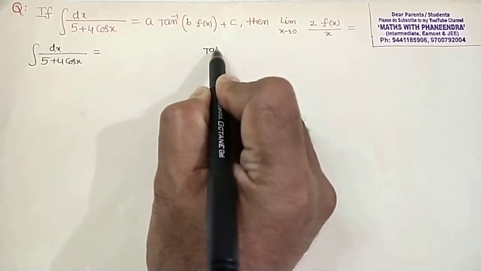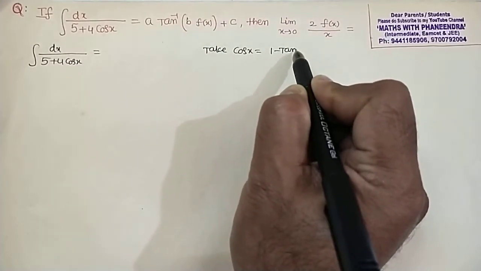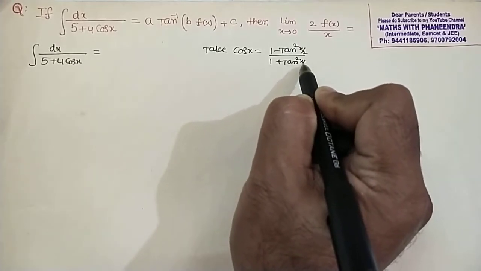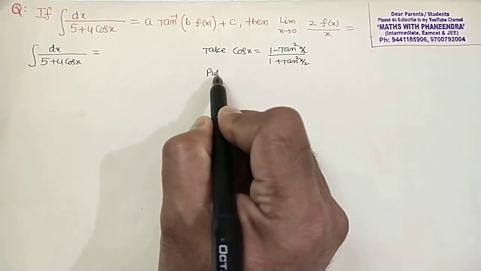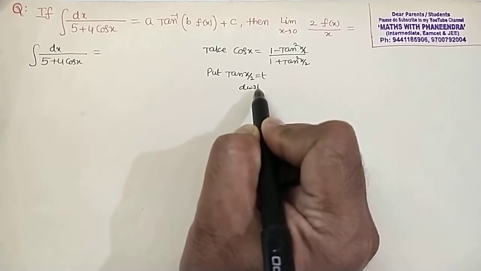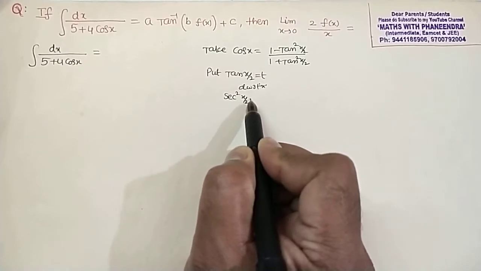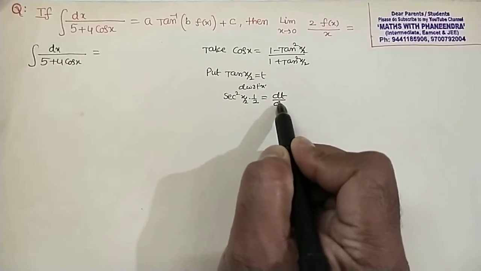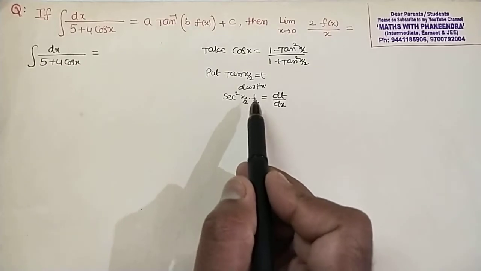Take cos x is equal to 1 minus tan square x by 2 divided by 1 plus tan square x by 2. After taking the cos x value, put tan x by 2 equal to t. Differentiate with respect to x. So tan x by 2 derivative is secant square x by 2 into 1 by 2, equal to dt by dx. Now I want the dx value, so dx we can take this side.